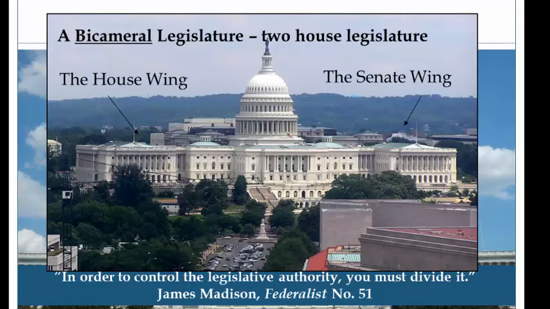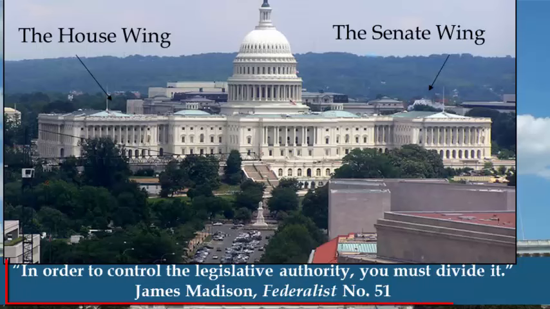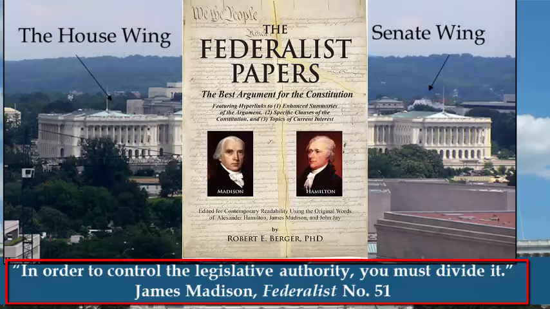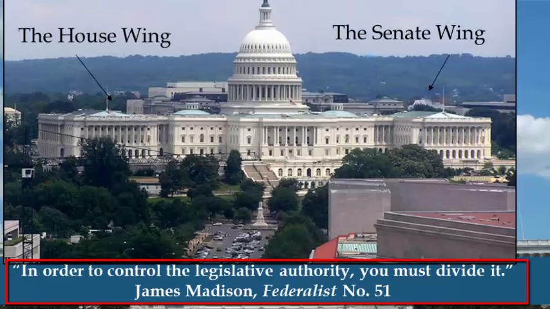Now, splitting Congress into two houses fulfilled the goal of separation of powers. As you'll remember from previous videos, we have a fear of any one portion of the government having too much power. We see this quote from James Madison, which he wrote in the Federalist Papers. We also learned about that in a previous video. Those were the newspaper articles written to convince Americans to ratify the Constitution. And Madison explains, in order to control the legislative authority, you must divide it. So separating Congress into two houses provides a check on the power of each house.